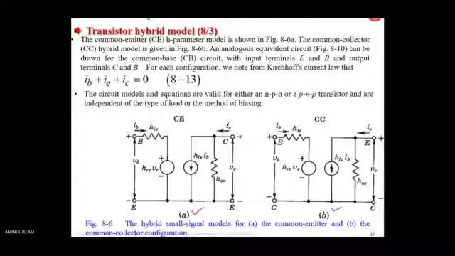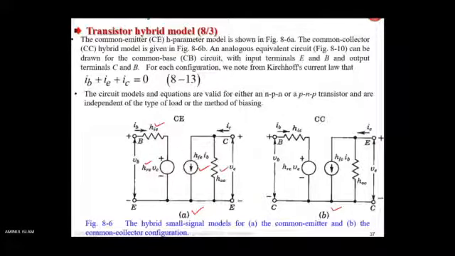This is the current source. This is what? HOE is what? Can you remember, in the last class we discussed, HO indicates what? HR indicates what? HI indicates what? You have to remember now.